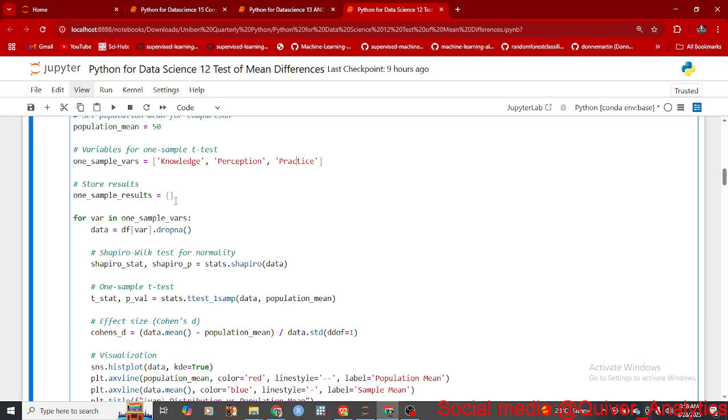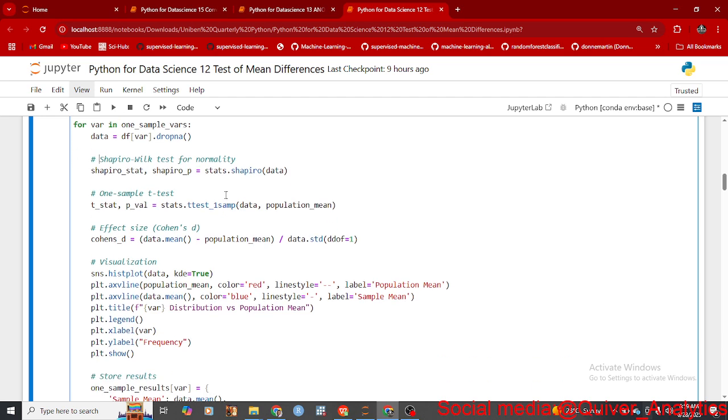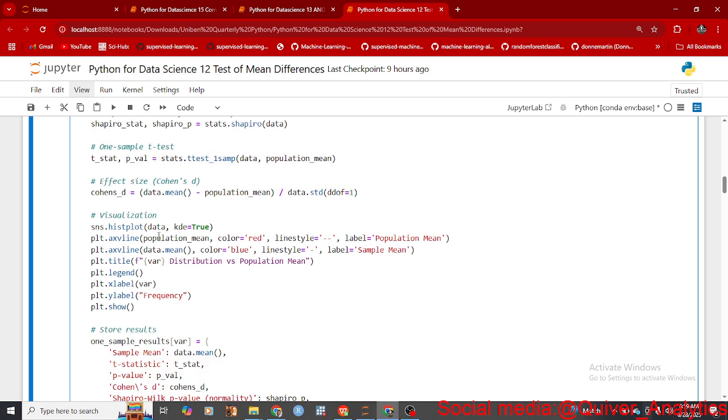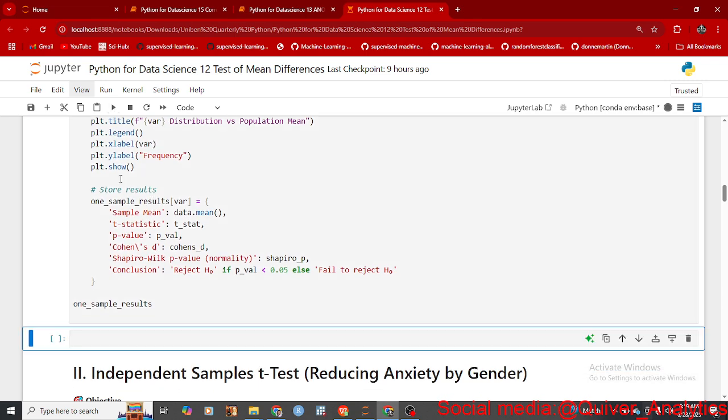Then store results. We are using a loop statement to run the analysis and store it. The Shapiro-Wilk test is a test for normality. It checks the variable for normal distribution. Then we perform the one sample t-test. To perform it, we use the stats function, ttest_1samp, with the data and the population mean, then the effect size, to check the difference between them. Then we visualize, and then we share the results. All right, so let's see.